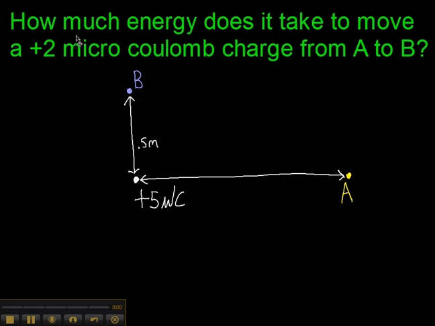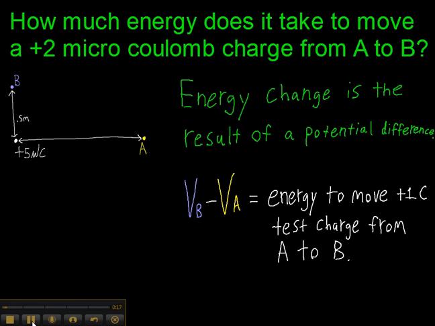How much energy does it take to move a +2 microcoulomb test charge from A to B, where A is located over here and B is located over there, and we've got a +5 microcoulomb test charge kind of messing with everything. So the first step of this problem is figuring out what the heck they're talking about, because we've definitely come a long way from blocks going down ramps and stuff. This is some goofy wording going on.